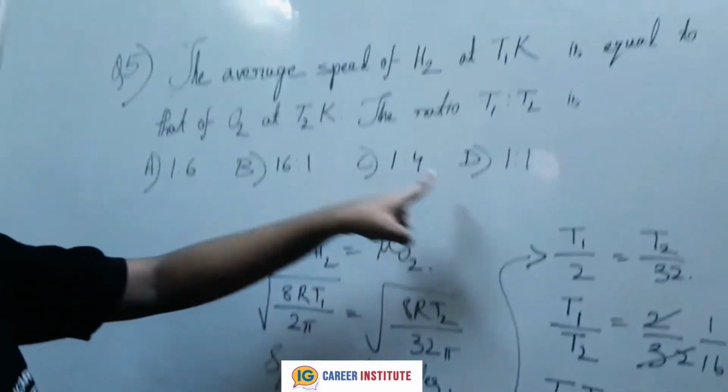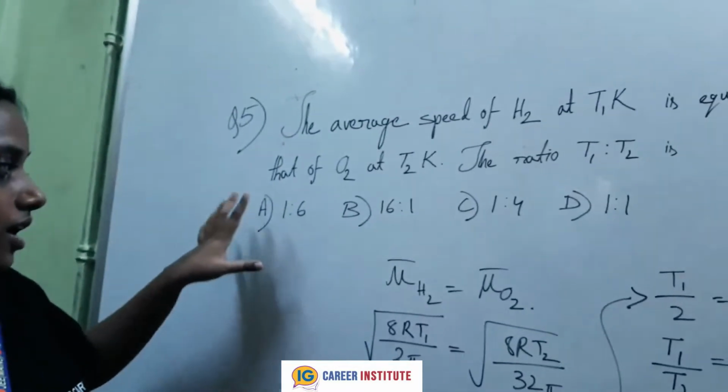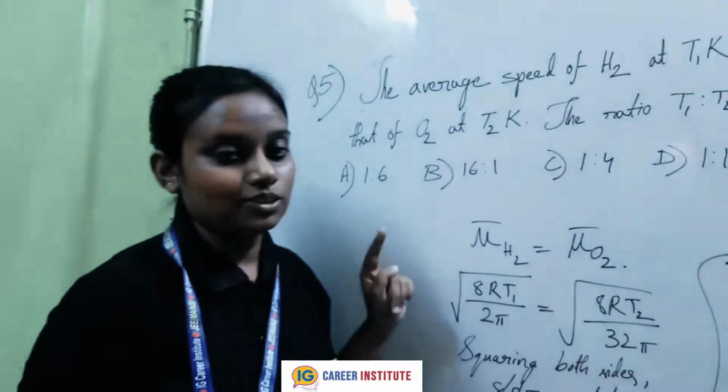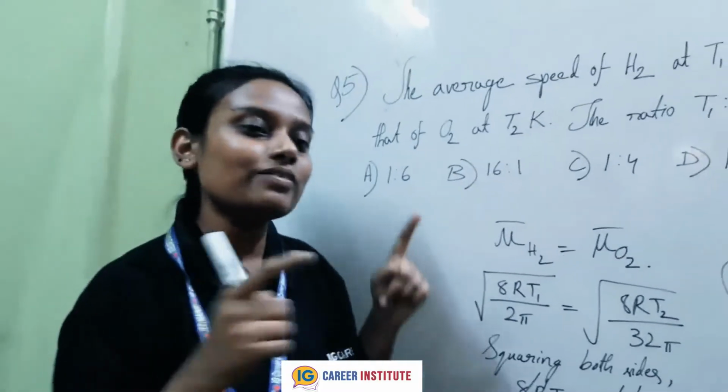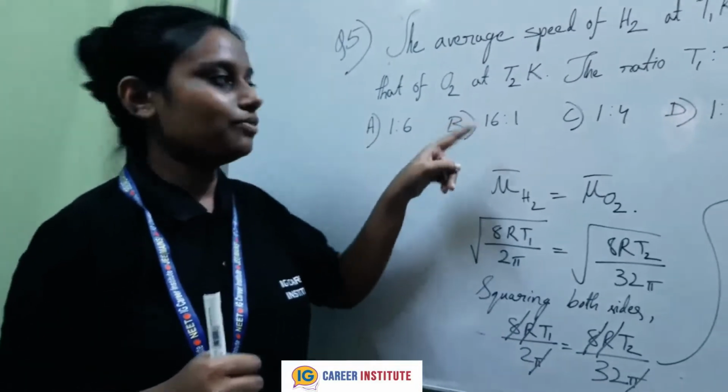Unfortunately, none of the options is 1 is to 16. So because none of the options is correct, this question will carry grace marks. This is good news for whoever has attempted. Whether it's correct or wrong, you will be getting a grace mark for this question.